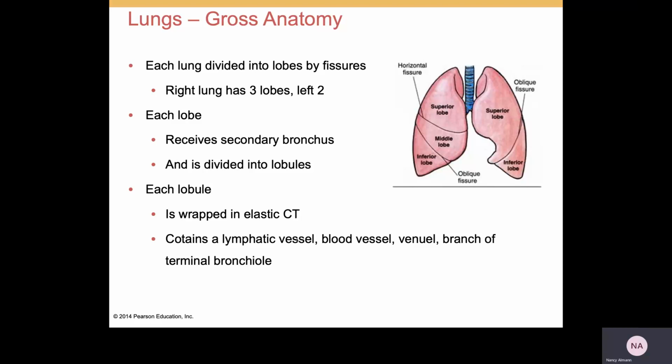Gross anatomy of the lungs. We already talked about this. Each lung is going to be divided into lobes by fissures. The right lung has 3 lobes. The left lung has 2. We know that each lobe is going to receive a primary bronchus and then a secondary bronchus, and those bronchi will continue to branch. Each lobe will also be divided into lobules, and each lobule will be wrapped in elastic connective tissue. It will contain a lymphatic vessel, a blood vessel, a venule, and a branch of the terminal bronchiole.